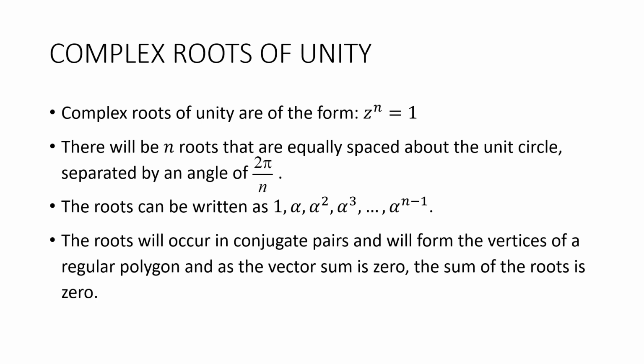The roots are going to occur in conjugate pairs, and they're going to form the vertices of a regular polygon. And as the vector sum is 0, the sum of the roots is always going to be 0. You may also get asked about the product of the roots, and that's going to be equal to -1 to the power of n plus 1.